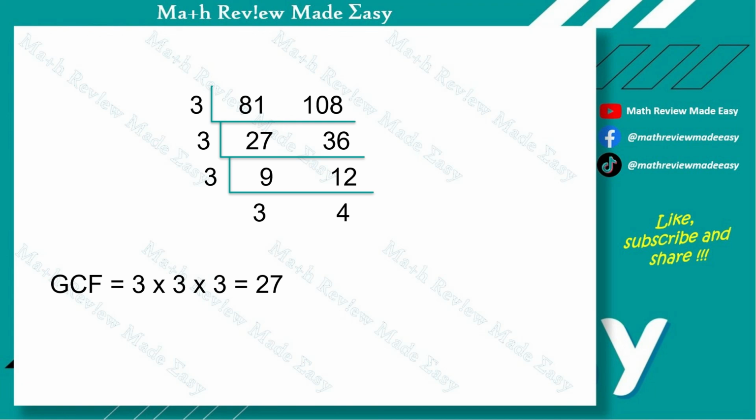Again, 9 and 12 have a common factor of 3. So 9 divided by 3 is equal to 3. And 12 divided by 3 is equal to 4. So, yung 3 and 4, wala na siyang common factor. So, dahil GCF ang hinahanap natin, yung mga nasa left side na number lang ang ating kailangan. So, 3 times 3 times 3 is equal to 27. So, 27 is the GCF of 81 and 108.